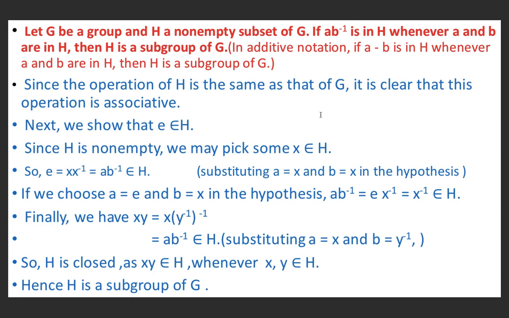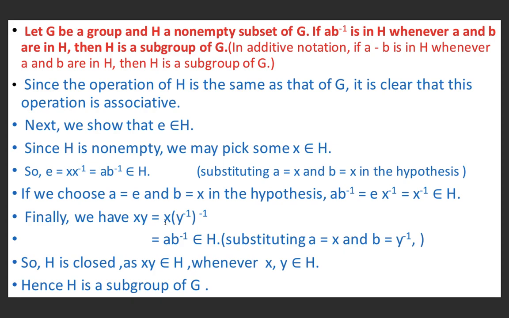So we have shown that the elements satisfy associativity. There exists an identity element in H. There exists an inverse element in H. Now only the closure property remains to be satisfied in H. So we have xy is equal to x (y inverse) inverse, because the inverse of y inverse is y itself. This we have studied in the properties of group.